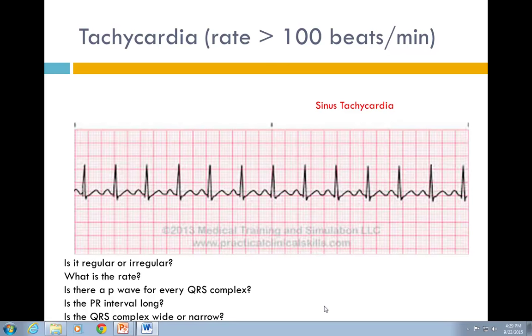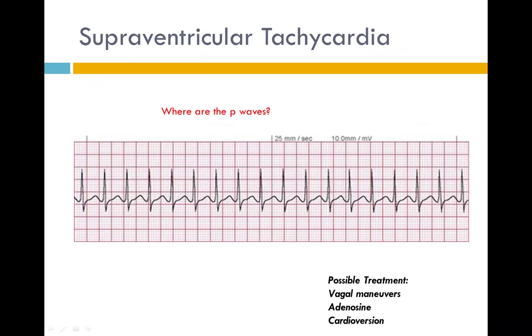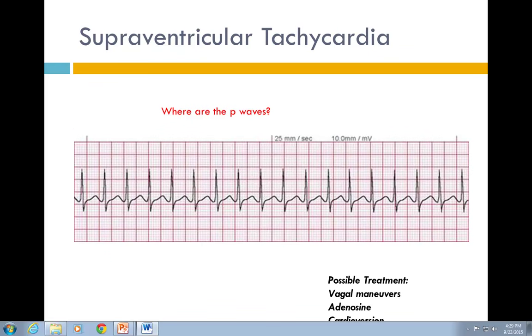All right, next one is what we call supraventricular tachycardia. This rate is a tachycardic rate, but the rate for supraventricular tachycardia is greater than 150 beats per minute. So that's the difference between sinus tachycardia and supraventricular tachycardia, is the rate is definitely faster for this.